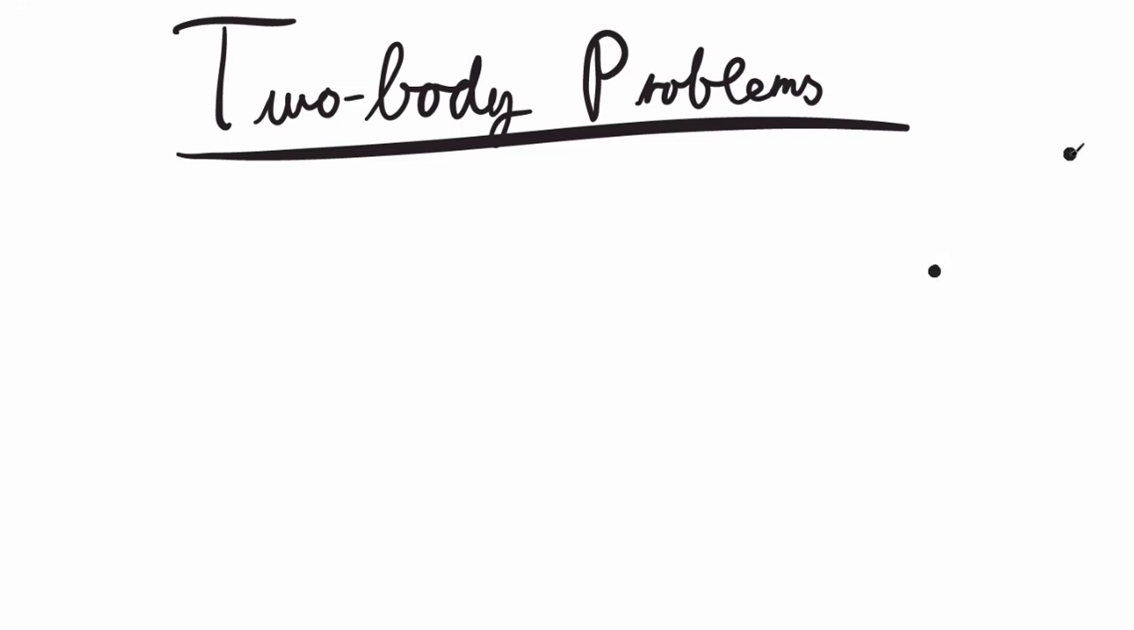We have two masses, M1 and M2. And the forces between the two are central, that is, they point from one mass towards the other. So we have here F12, the force on mass 1 from mass 2, and this is force F21, right?